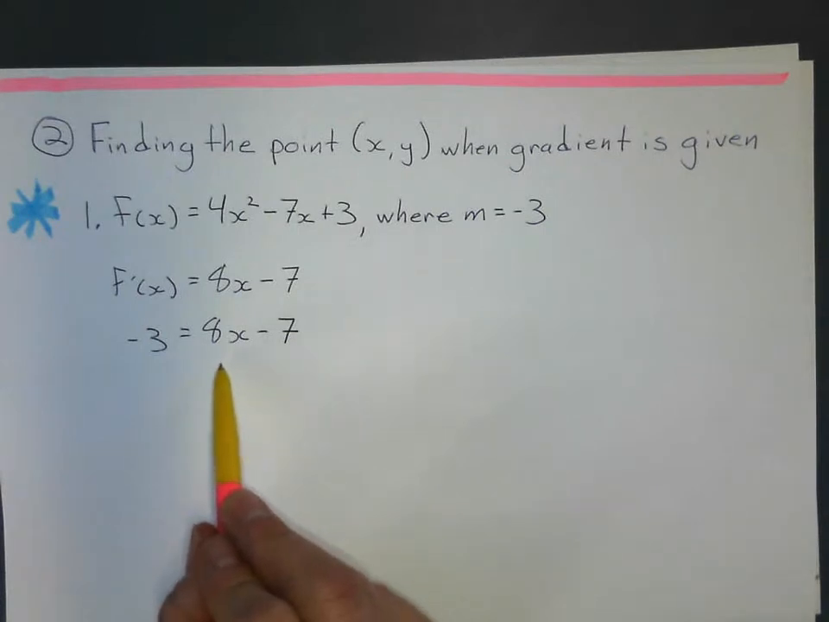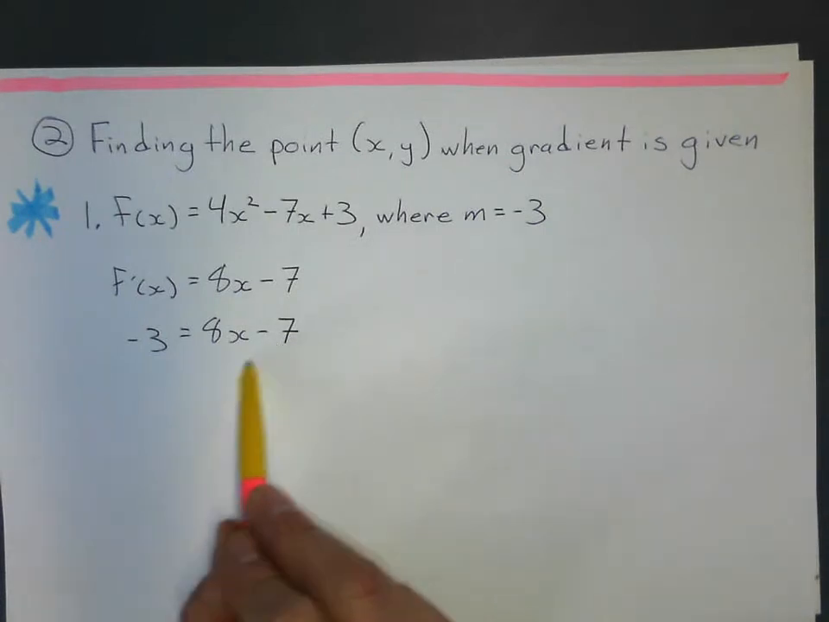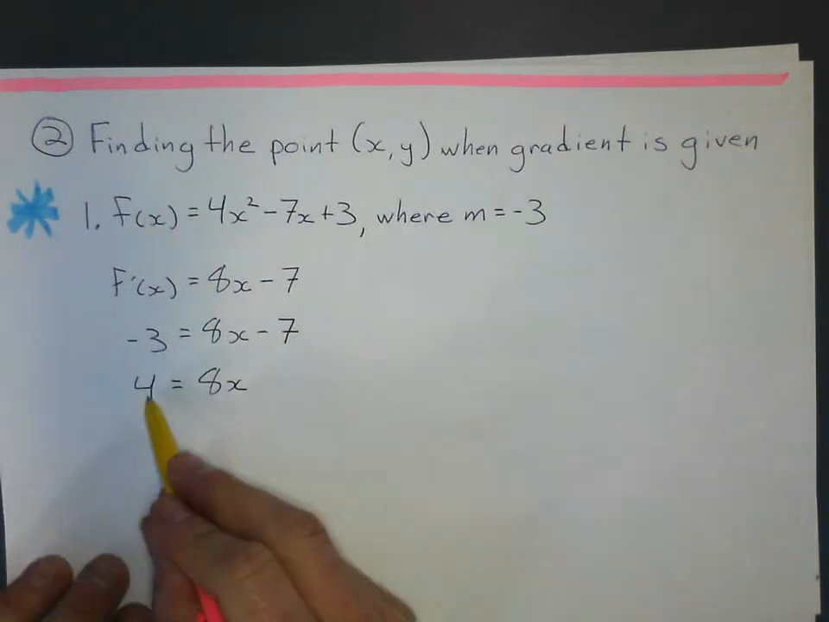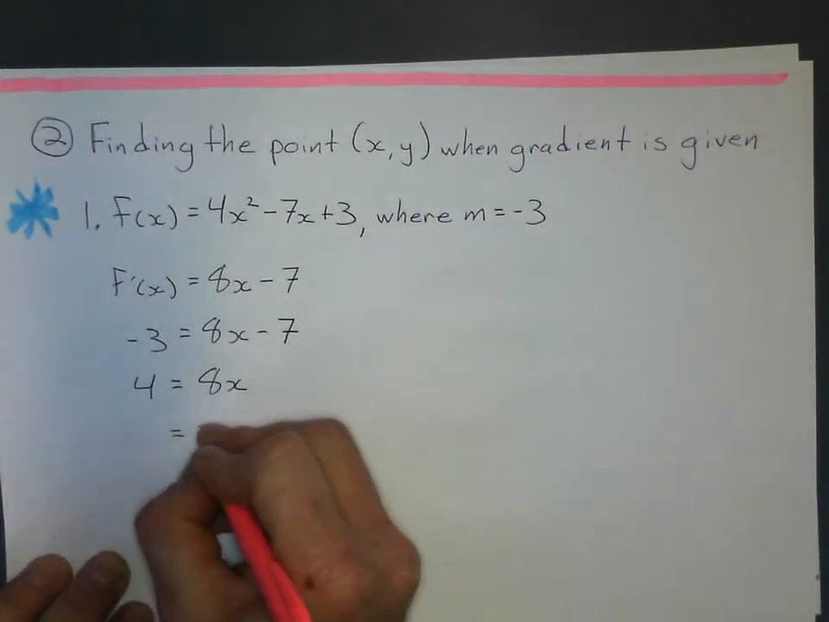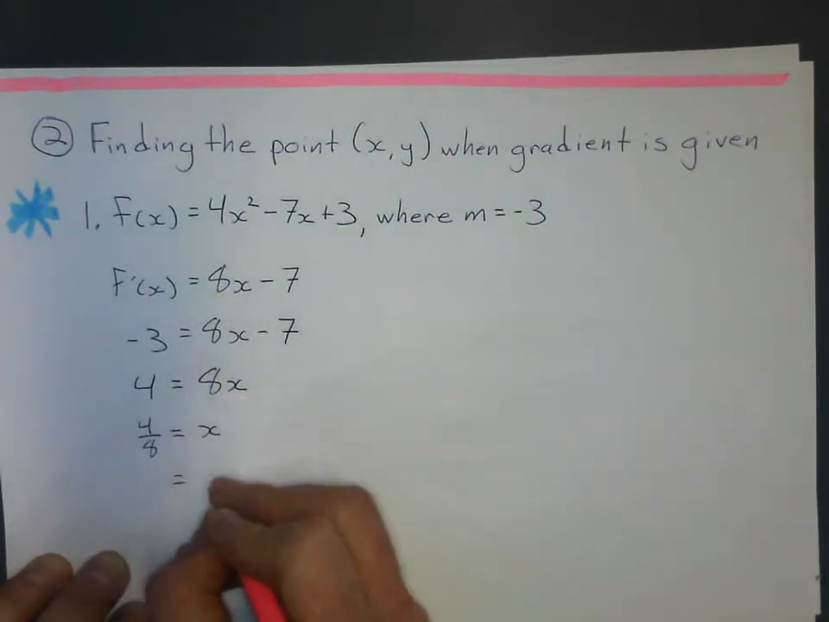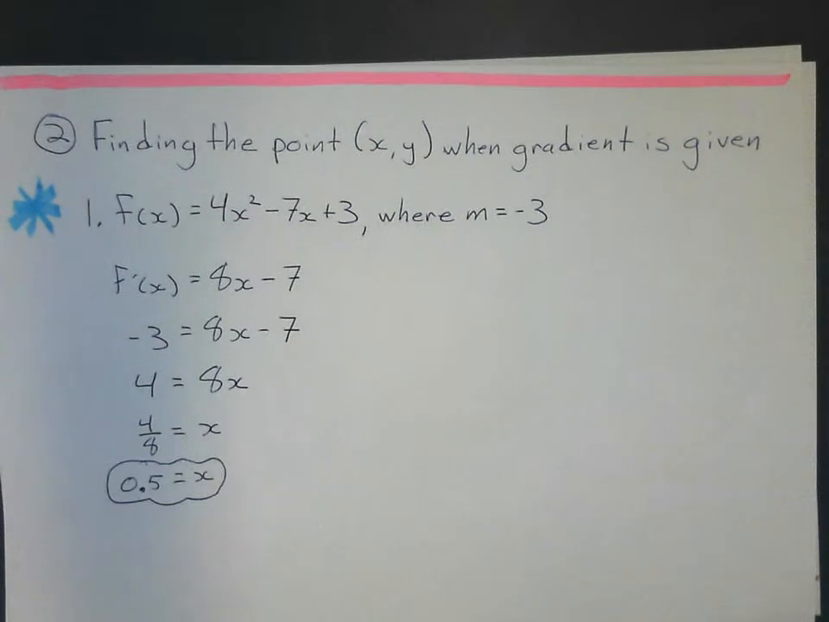Nothing too major here at all. You can do it on the graphics calculator. Add 7 to this side. And then I'll divide by 8. And it looks like I'll get 4 divided by 8, which gives me a half. So I use a decimal because it's terminating and it doesn't recur.